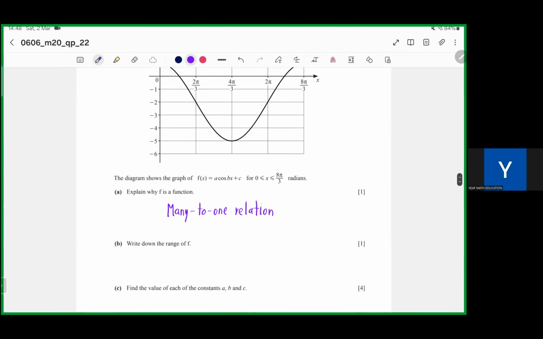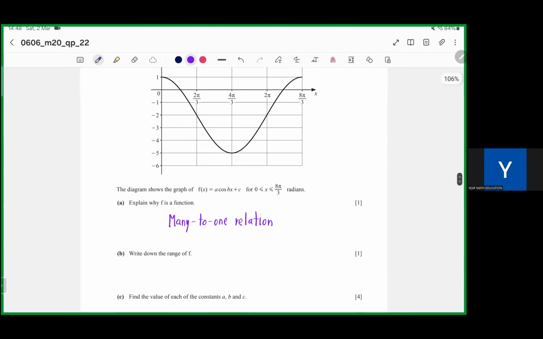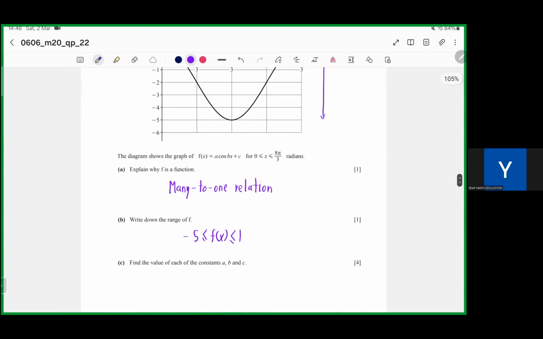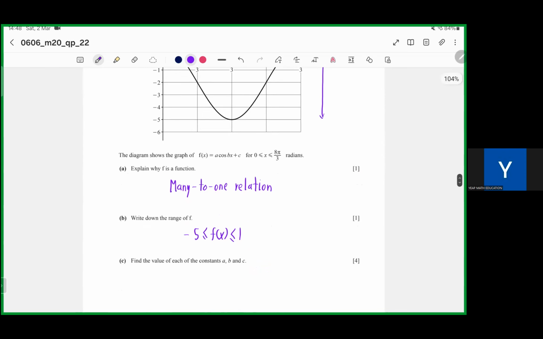Now we continue. Write down the range of f, actually very easy. You just see from the bottom here until the top. So it is negative 5 to f(x) until 1. Now we need to find the value of each of the constants a, b, and c.